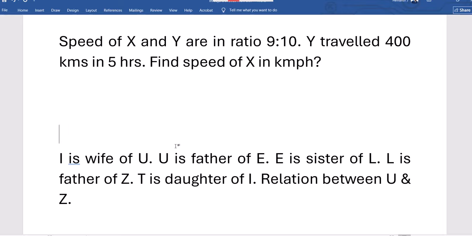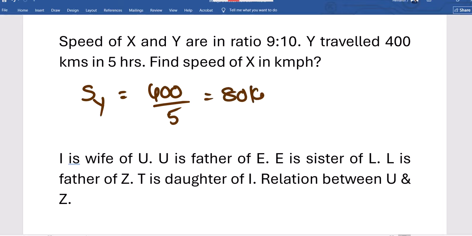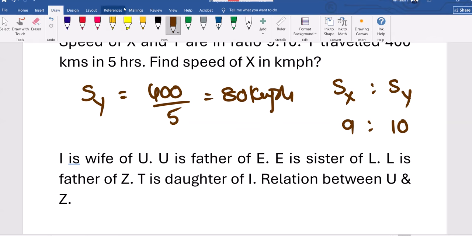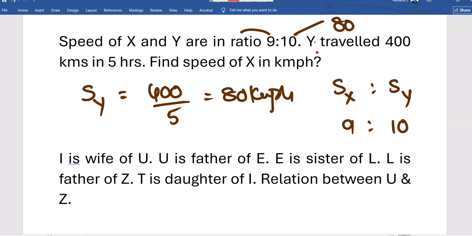Speed is distance by time. Speed of y is nothing but distance 400, time 5, so 80 kilometer per hour. You know, speed of x and speed of y are related in the ratio 9 to 10. This 10 relates to 80, so 9 should be 72, since the relationship here is that you multiply by 8. This is also 9 into 8, 72 kilometer per hour. Speed of x is 72 kilometer per hour.